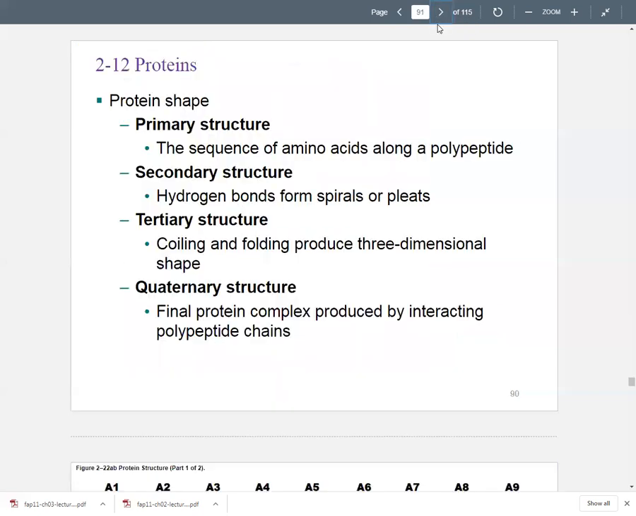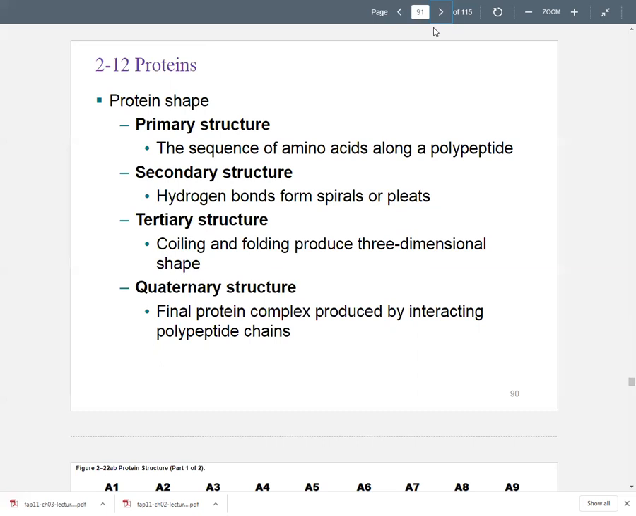All right, so how do we describe the shapes of proteins? Proteins have different levels of structure. The primary structure is just your amino acid sequence, the exact amino acid sequence as it is. The secondary structure is if you take into account hydrogen bonds. Hydrogen bonds are going to form spirals or pleats, and we'll see what that looks like in a minute. But it's all based on folding based on the hydrogen bonds in the polypeptide itself.